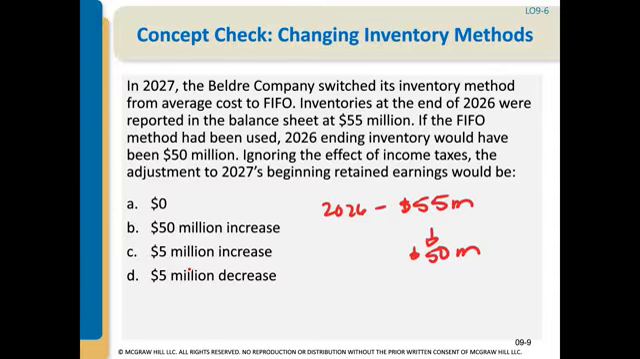So ignoring the effect of income tax, the adjustment to the 2027's beginning retained earnings would be what? Well, if my inventory was reduced, right, it would have been reported lower by $5 million. That would mean I would have to credit my inventory by 5 million, and the other side would be a debit to retained earnings. And a debit to retained earnings means that it's being reduced or decreased. So the answer should be D, correct.